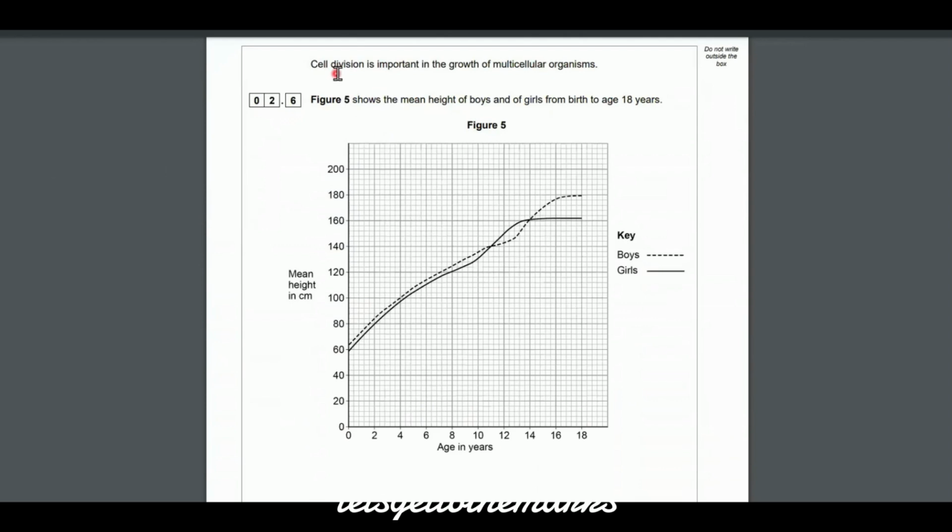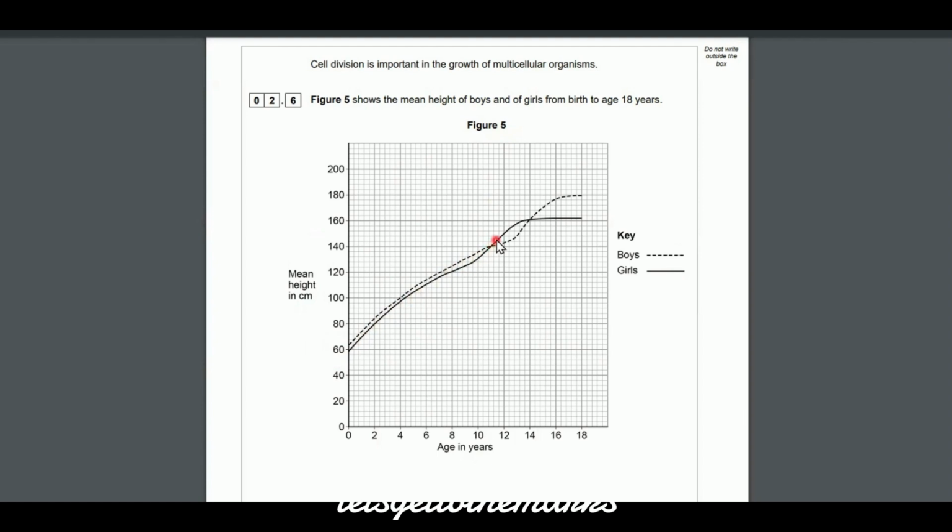Right, I'm on 2.6. Cell division is important in the growth of multicellular organisms. Figure 5 shows the mean height of boys and girls from birth to age 18. Right, so here's how the height, and we've got age, and we've got boys and girls, how it changes up to 18. So we can see here, boys and girls, pretty similar, their height. In fact, boys seem to be always taller in terms of the mean height, up to about age 11.